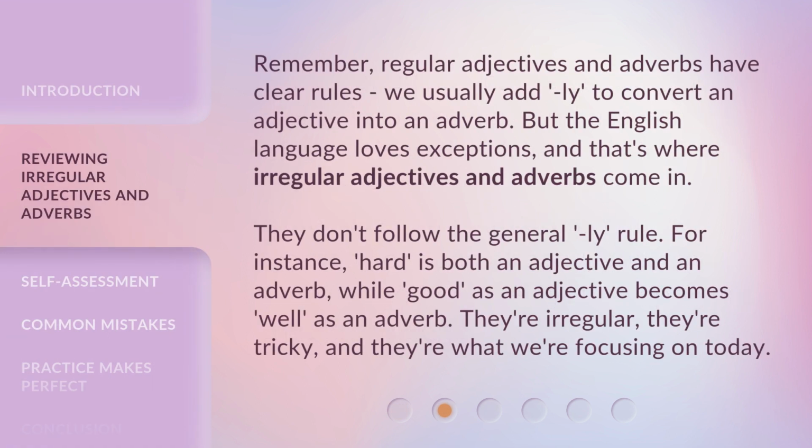Remember, regular adjectives and adverbs have clear rules. We usually add "-ly" to convert an adjective into an adverb. But the English language loves exceptions, and that's where irregular adjectives and adverbs come in. They don't follow the general "-ly" rule. For instance, "hard" is both an adjective and an adverb, while "good" as an adjective becomes "well" as an adverb. They're irregular, they're tricky, and they're what we're focusing on today.